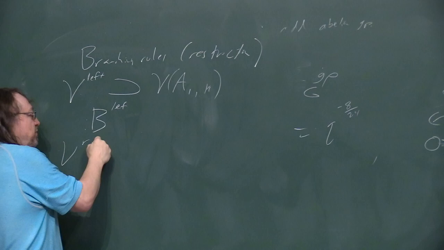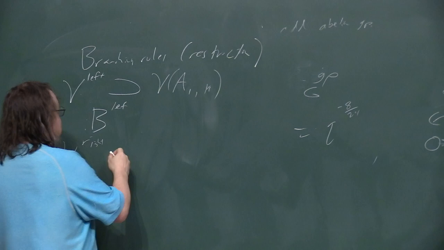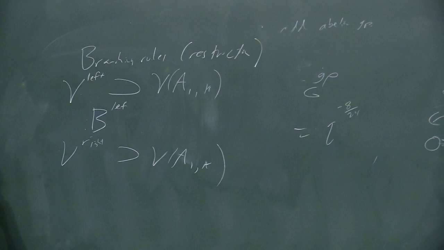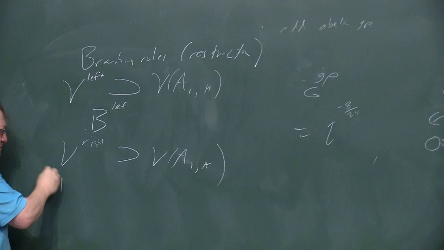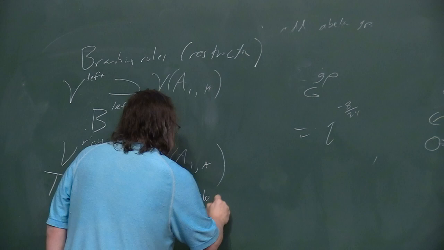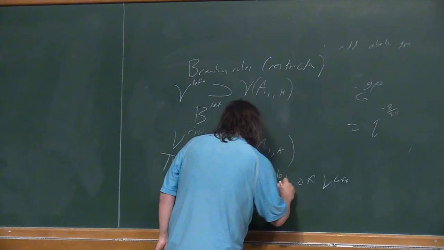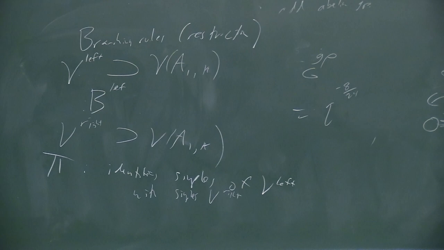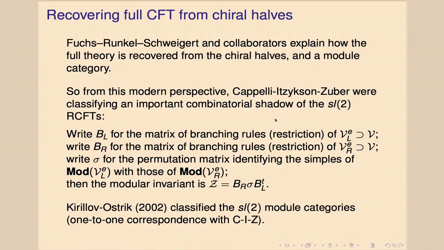You do the same for the maximally extended right side of this. Your full VOA has two halves, two VOAs associated to it, so do the same for the right. Now your tensor equivalence corresponds to a permutation matrix. Let's call this permutation matrix pi. Pi is going to be the permutation matrix that identifies the simples of V left with the simples of V right. Then you multiply all these in the only way that makes sense, which hopefully is the way I wrote down there: B right, multiplied by the permutation matrix, times the transpose of the other branching matrix. And you end up with the matrix Z that we had before. So that's the modern way to think about the modular invariants. And of course, there's more structure to it, and that's the whole point.